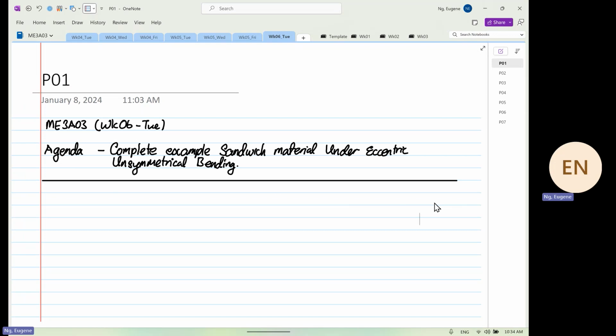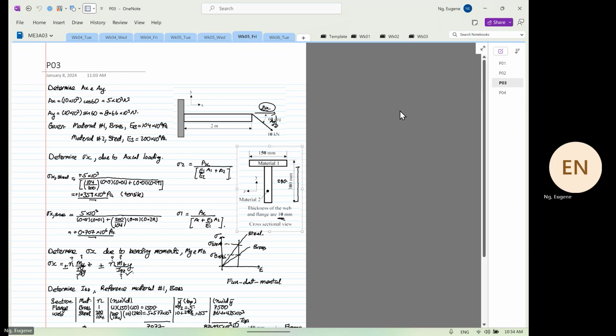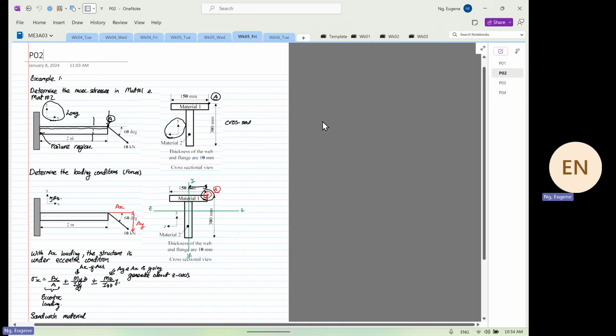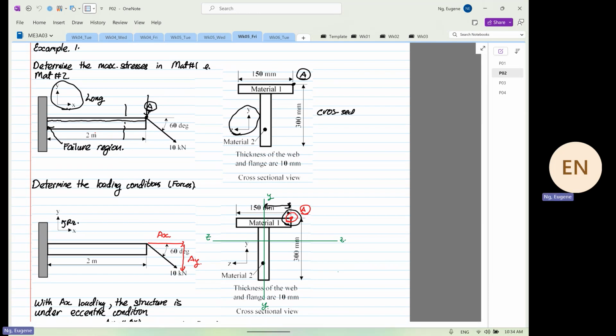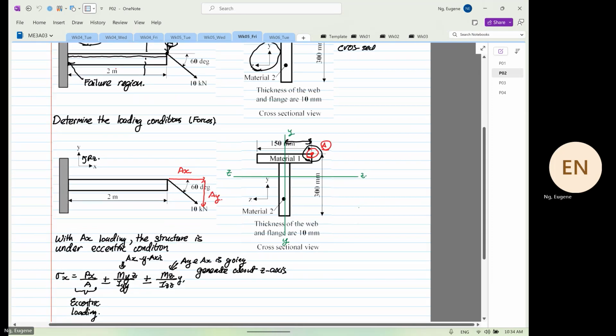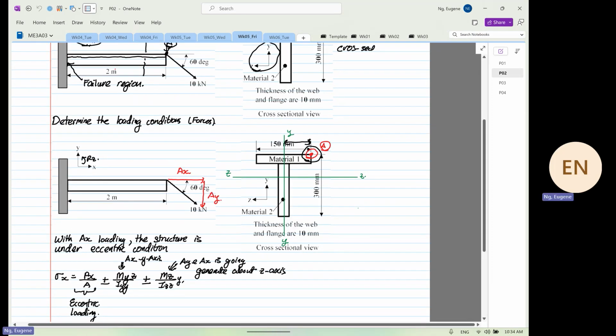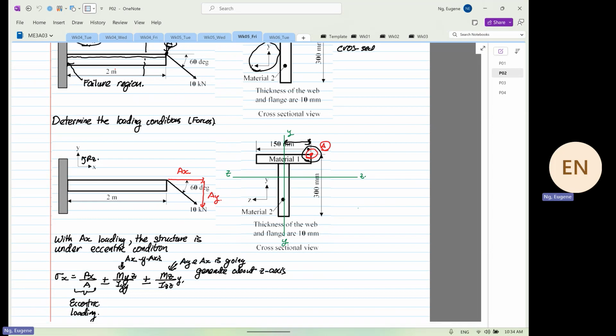There's hope, right? So let's go back to our problem over here. We are going to determine the maximum stresses in material 1 and in material 2. This problem is all about bending. Any topics about bending is here. You have eccentric loading. The eccentric loading is due to what? Axial loading. Am I right?